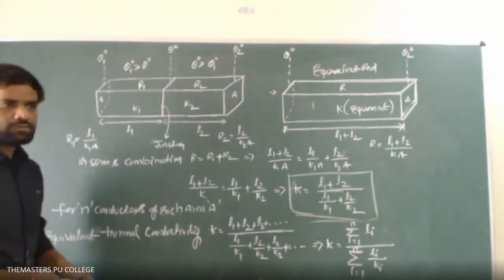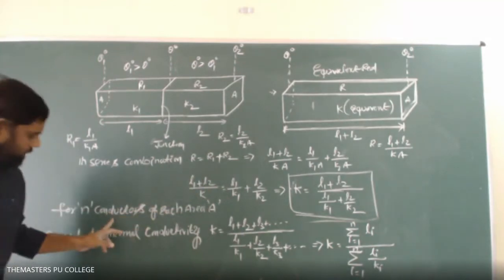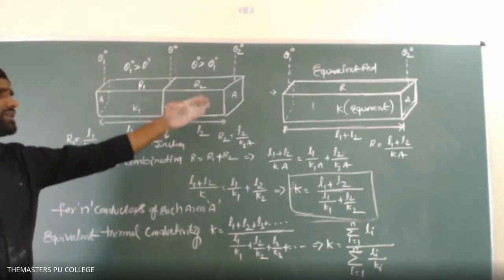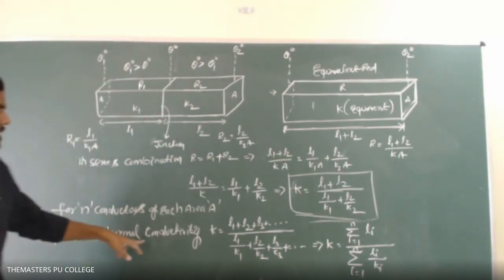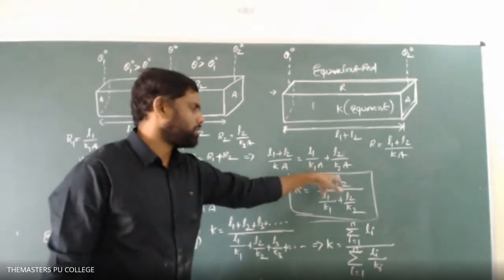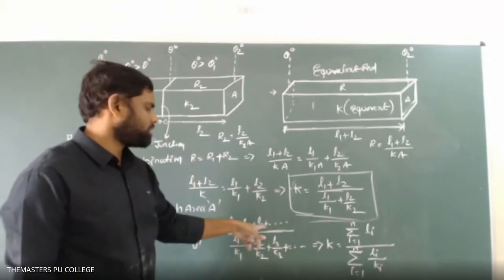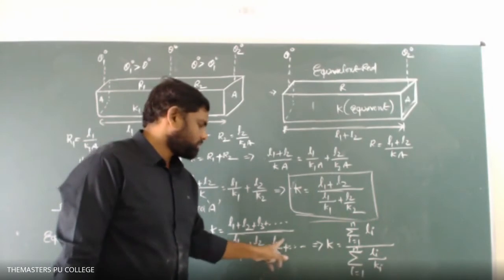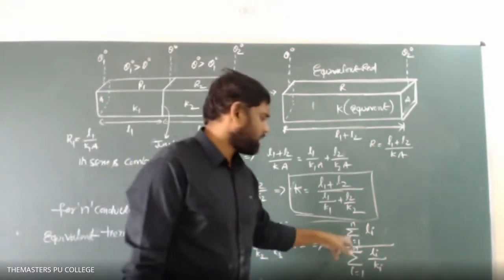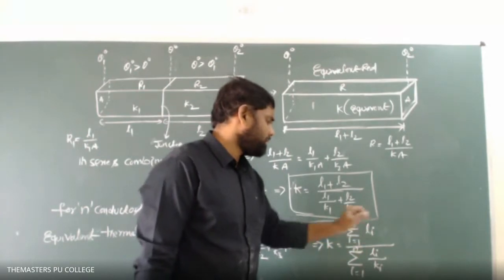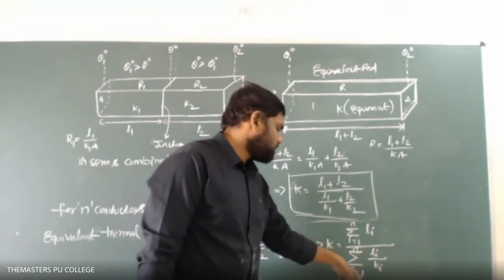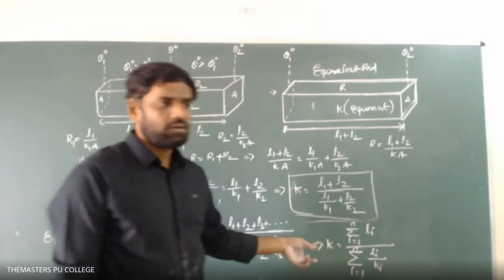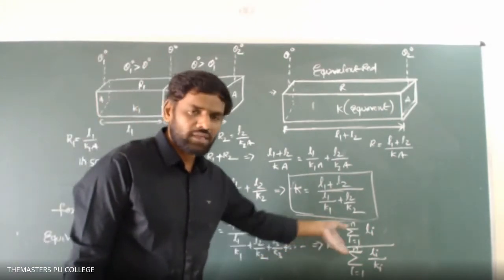So for two rods, look here, for n conductors of each area. Instead of two, if you keep on connecting n number of rods, then the equivalent thermal conductivity, for two rods you wrote L1 plus L2, for n rods will be L1 plus L2 plus L3 plus L4 and so on up to Ln upon L1 by K1 plus L2 by K2 plus L3 by K3 and so on. In terms of summation, K equals sigma i equals 1 to n of Li upon sigma i equals 1 to n of Li by Ki. As you know, sigma is nothing but sum.